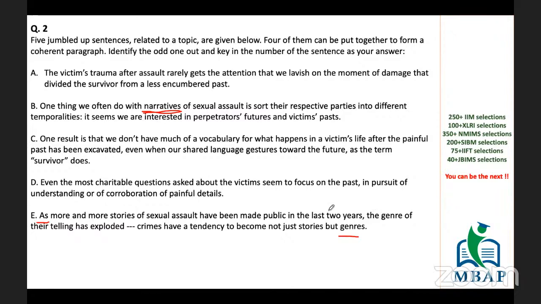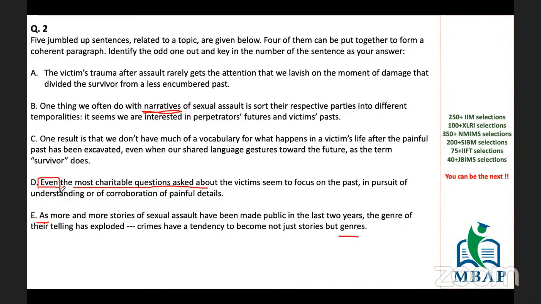Now if I see, there is one flaw I see, and that is "even." Even is basically used when we are giving extra emphasis on certain things. So what information is "even" bringing along with it? "Most charitable questions asked about the victim." Okay, so it means something related to questions. It means the nature of questions has been discussed in some other sentence as well, which I cannot see. So though it can easily go with the sentence, I need an additional sentence to justify this "even."